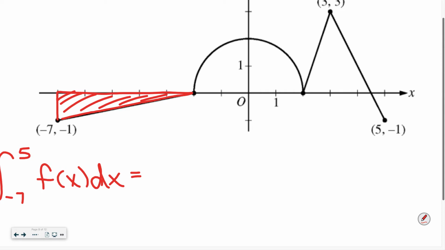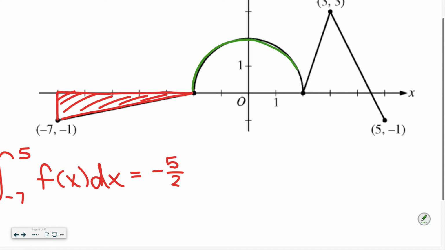This red area right here, what is it? Yeah. I think it would be -5 halves. There's 1, 2, 3, 4, 5. It's okay. It's 7 to 2, right? Okay, -5 halves. It has a height of 1, a base of 5, but it's under the x-axis. Okay?